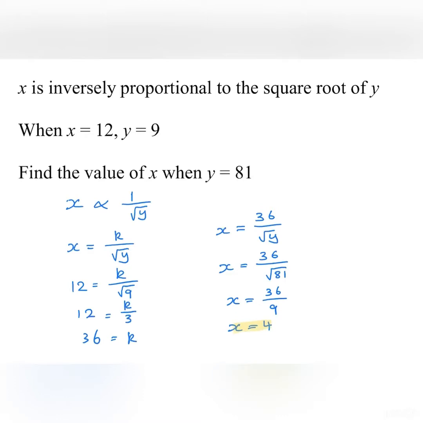So we start off the process with the same method, and we got a formula here, x equals k over square root of y, because it said square root in the question and it was inverse proportion, so it's k over root y. And we substitute the values in, x equals 12 and y equals 9, and that gave us k equals 36. Then we can substitute that into the formula and use the values given in this last part of the question to find what x is. So x equals 4.